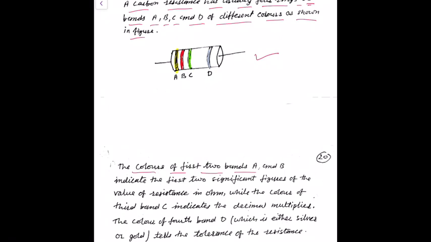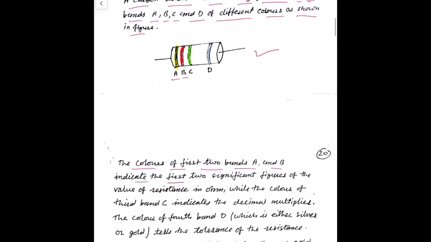The colors of the first two bands A and B indicate the first two significant figures of the value of resistance in ohm, while the color of the third band C indicates the decimal multiplier. The color of the fourth band D, which is either silver or gold, tells the tolerance of the resistance.